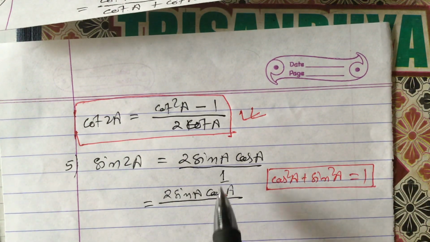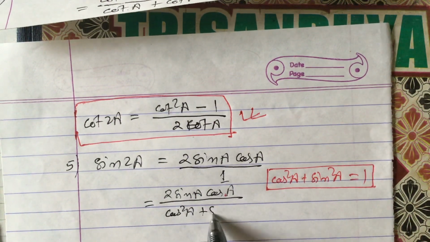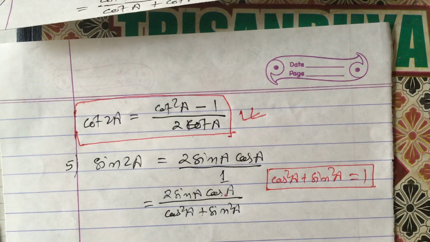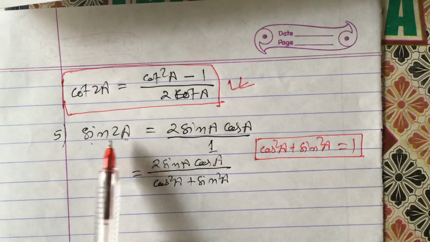So instead of 1, we can write this one. Cos square A plus sin square A we can write. So now after this what we can do? We have got one formula. We are going to express sin 2A in terms of tan.